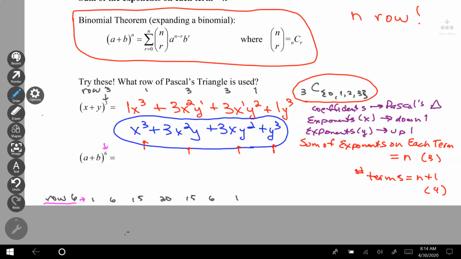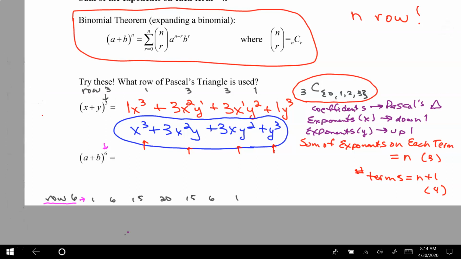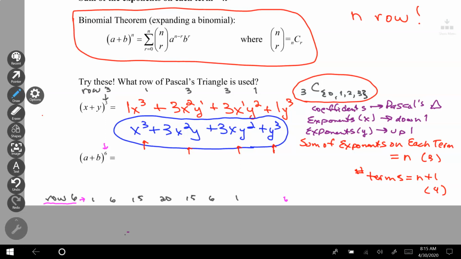So here I go with a plus b to the 6. So instead of x and y, I'm going to use a and b. I need the 6th row. Put the 6th row on the bottom. I don't know that by heart. I just do 6, C, 0, 1, 2, 3, 4, 5, 6 in the calculator, and it gives me my 6th row. I'm going to need space here. A lot of terms here. 6th row means 7 terms.